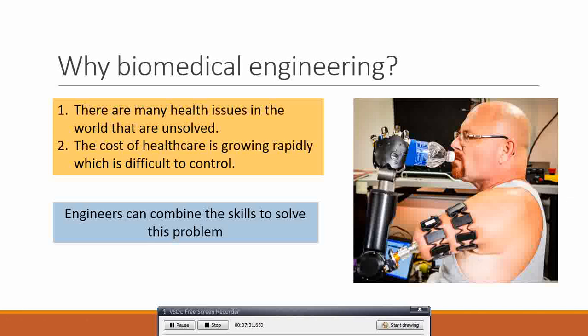Why biomedical engineering? It's a good question. There are many health issues in the world that are unsolved. For example, look at this person. He has been amputated. His hand is no longer a complete hand, so potentially he was involved in an accident or whatever his condition. But do you think that he is still able to undergo his daily routine and activity?